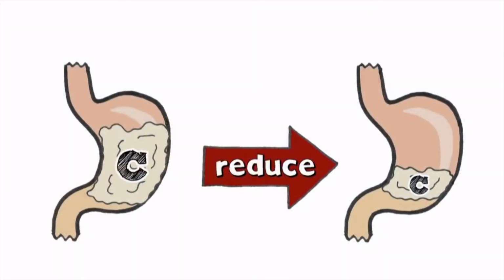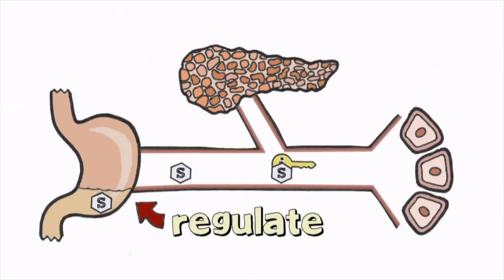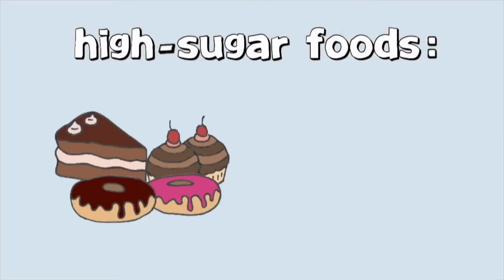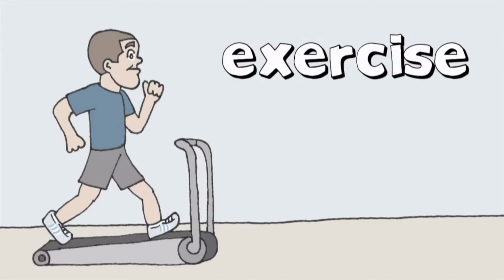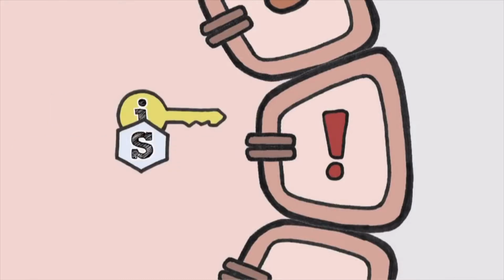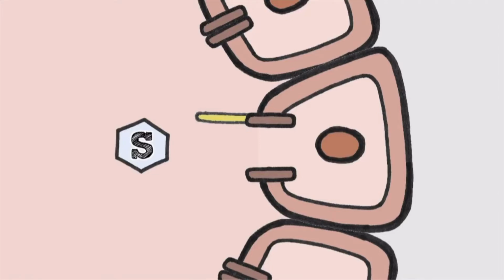By reducing the amount of carbohydrates you eat in a single meal or snack, you can regulate the amount of sugar entering the bloodstream and prevent your body's insulin supply from becoming overwhelmed. This may mean limiting high-sugar foods such as cake, pie, candy, and soda. You know which ones. Another way to regulate blood sugar is through exercise. Physical activity makes your body's muscle and fat cells more receptive to insulin. In other words, those muscle and fat cells that wouldn't open before, now they will.